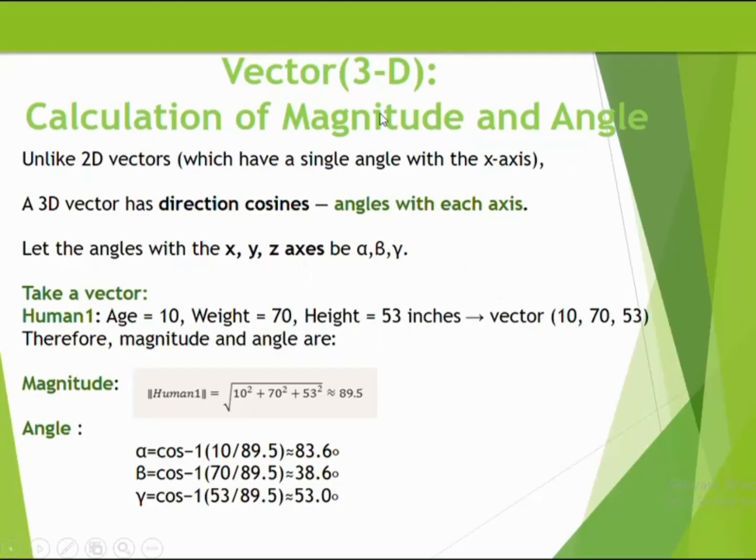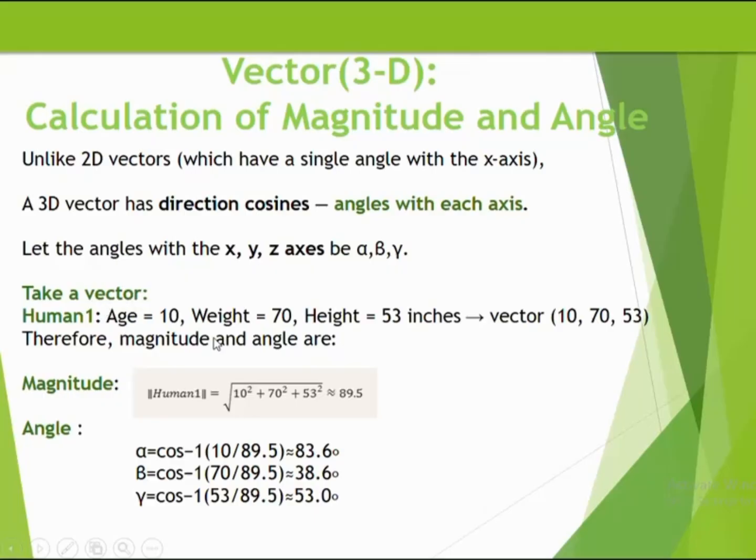It will be making an angle with each axis. Let us say if it is a 3D vector, in that case x, y, z will be the axes, and alpha, beta, and gamma will be the angles that the vector makes with respect to these axes. Let us understand the calculation part with an example, again the human example.